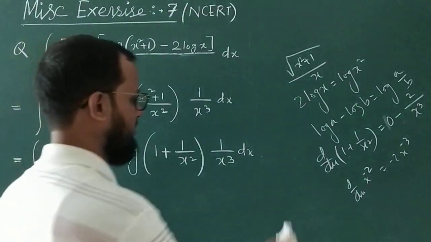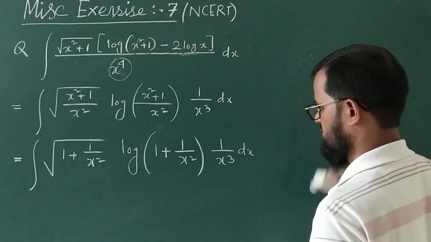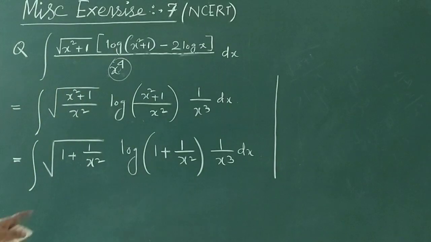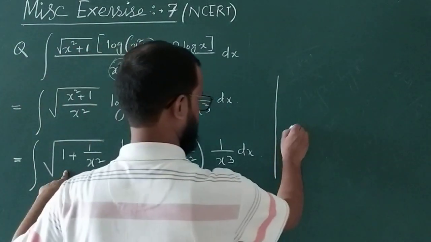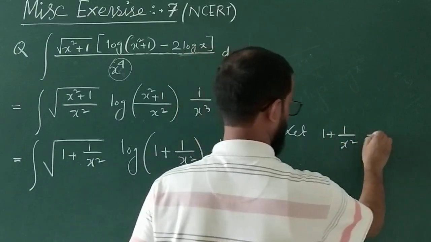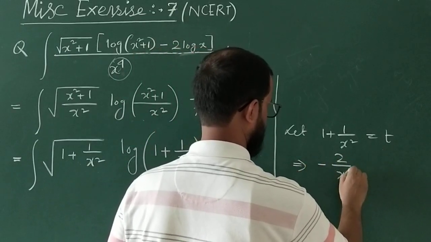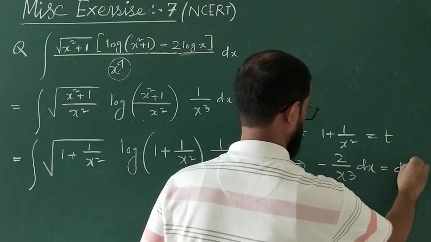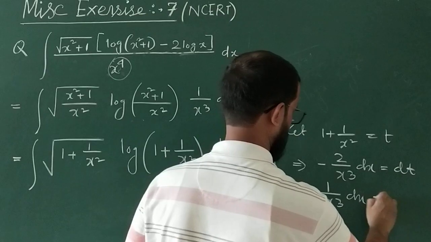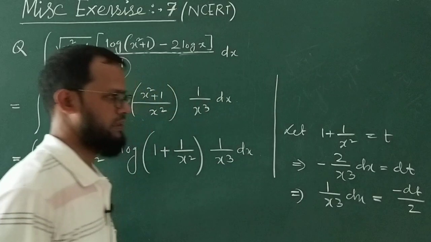Now let us start to use the substitution method. So in the right of the problem, what will we do? We will take 1 plus 1 by x square equal to what? Suppose t. So if you differentiate it, it is minus 2 by x cube dx equal to dt, and from here you can write 1 by x cube dx equal to minus dt by 2, minus dt by 2.